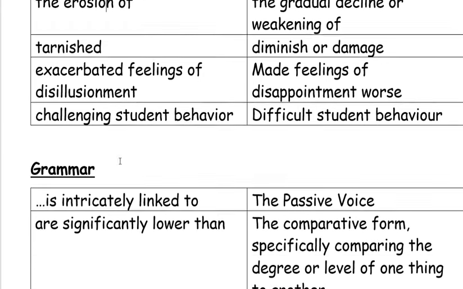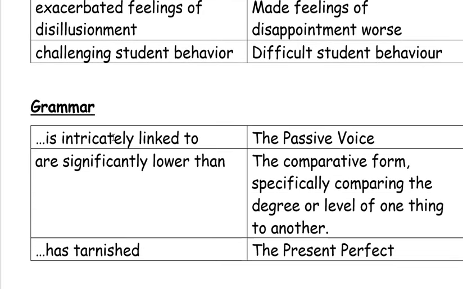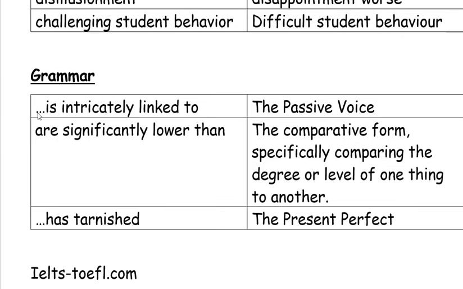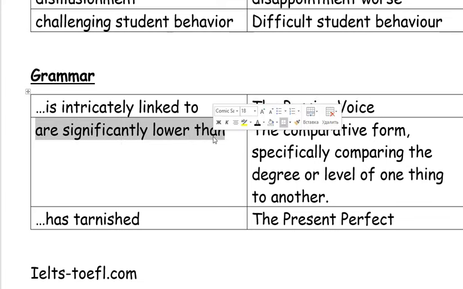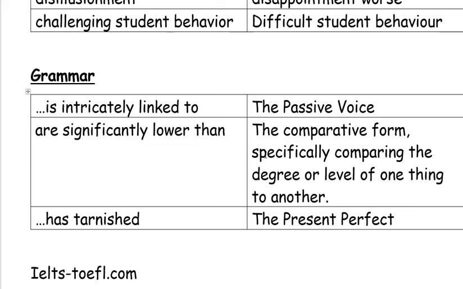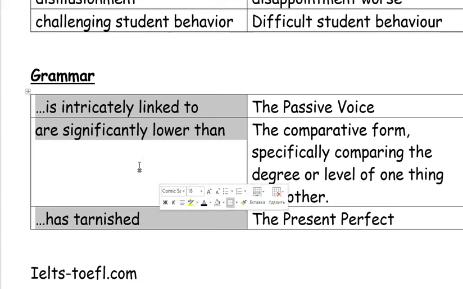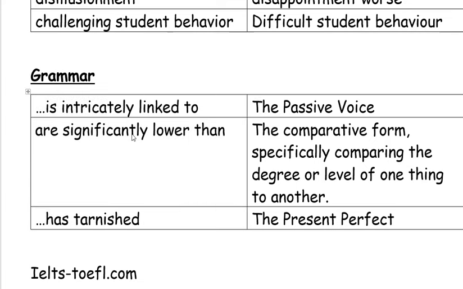Now let's focus on the grammar section here. It's intricately linked to, so here I'm using the passive voice. Next, are significantly lower than. So here it's that comparative form, specifically comparing the degree or level of one thing to another. And has tarnished, this is the present perfect. So the examiner wants to see different kinds of grammar that you will use in your essay.